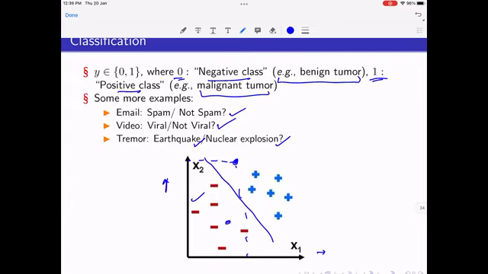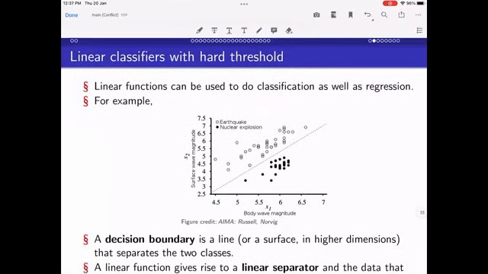Otherwise, maybe some point here, it will be a benign tumor, and so on. So that is a very simple idea of classification. Now, where logistic regression will come, that will come later. Let us try to build on this.